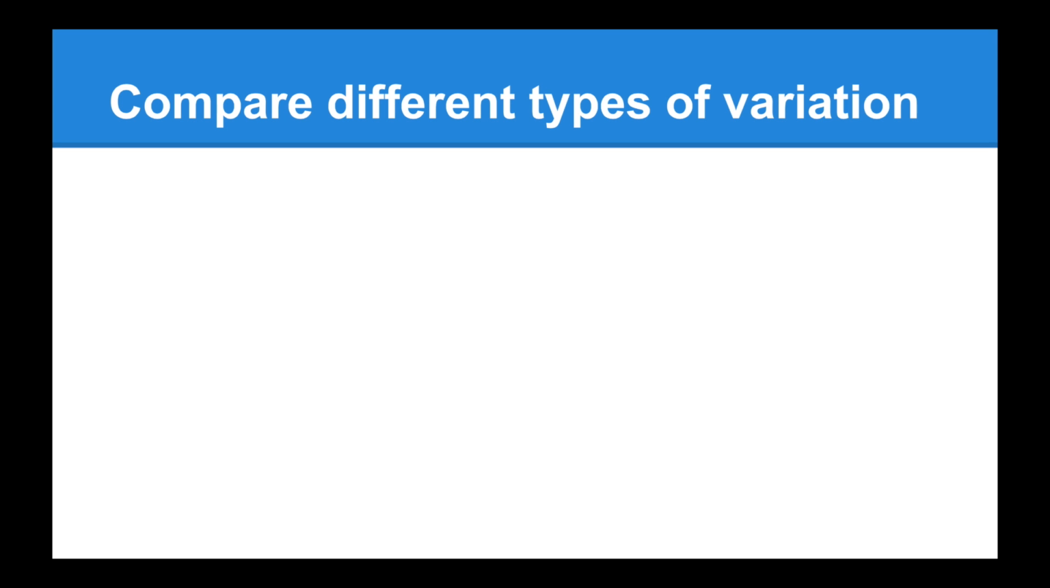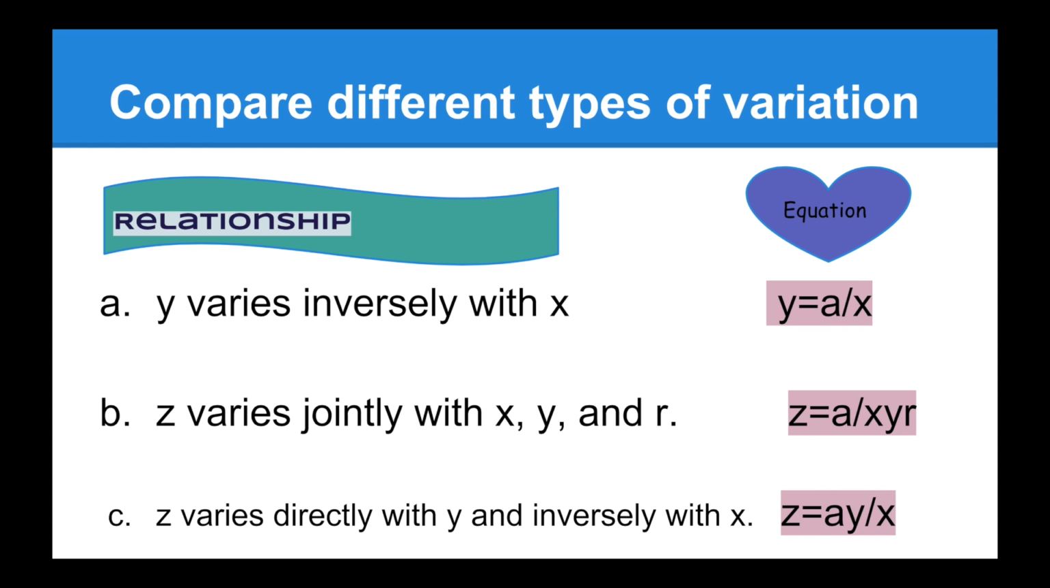Now we are going to compare different types of variation. So, number A, Y varies inversely with X. B, Z varies jointly with X, Y, and R. C, Z varies directly with Y and inversely with X.